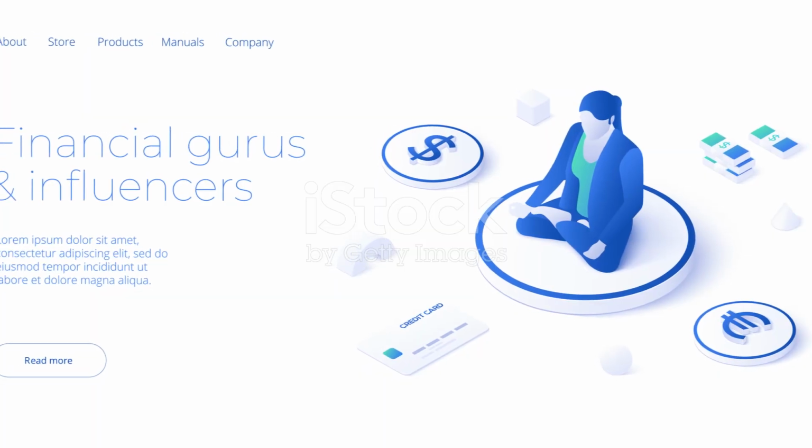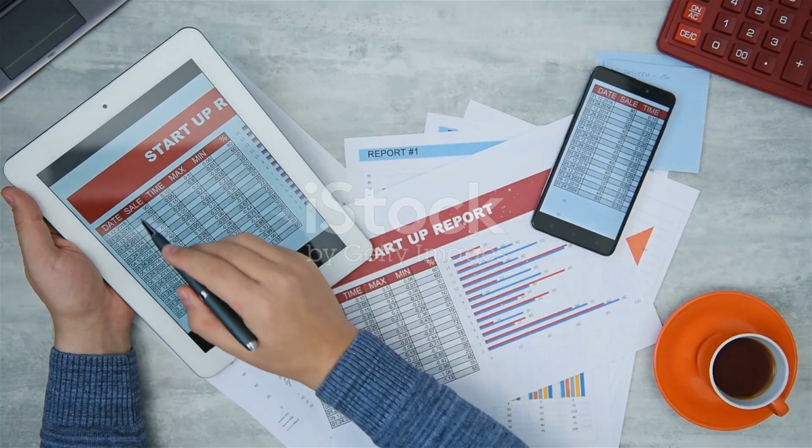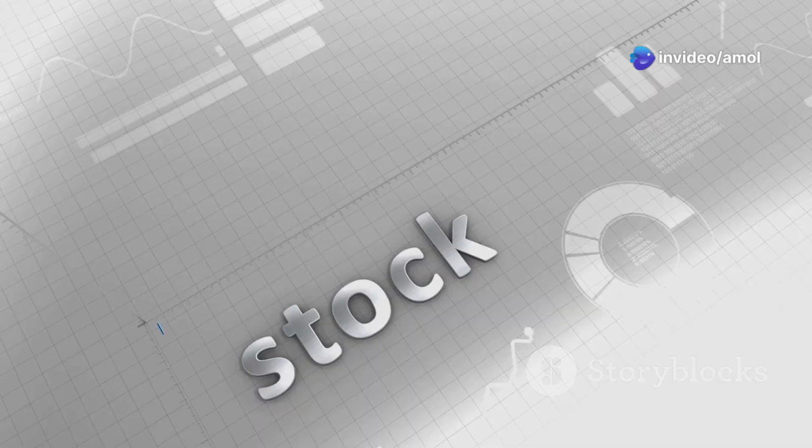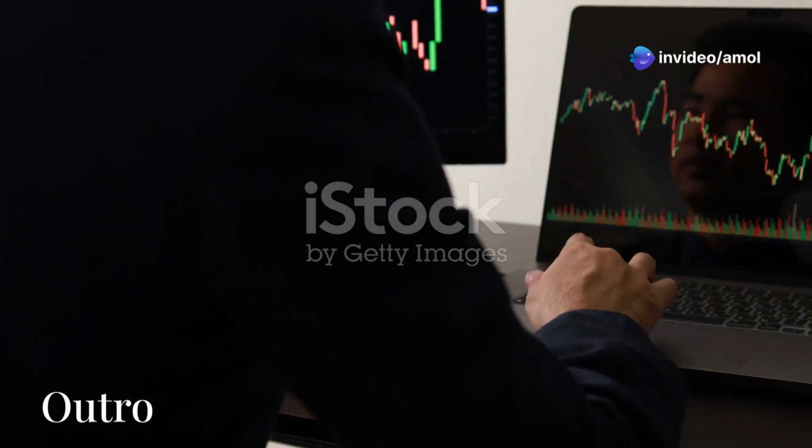And remember, patience is key. Don't expect to get rich quick by trying to time the market perfectly. Focus on the long term and let your investments grow over time.